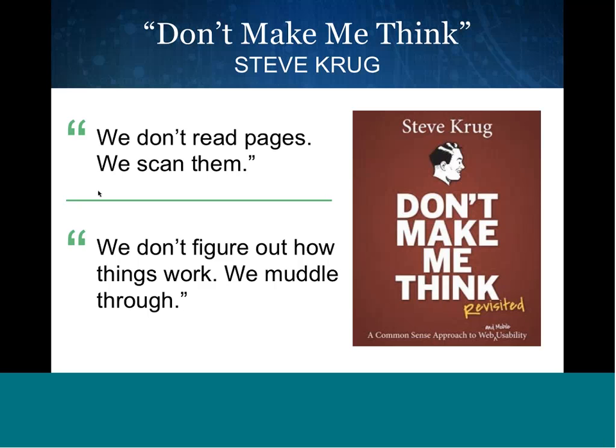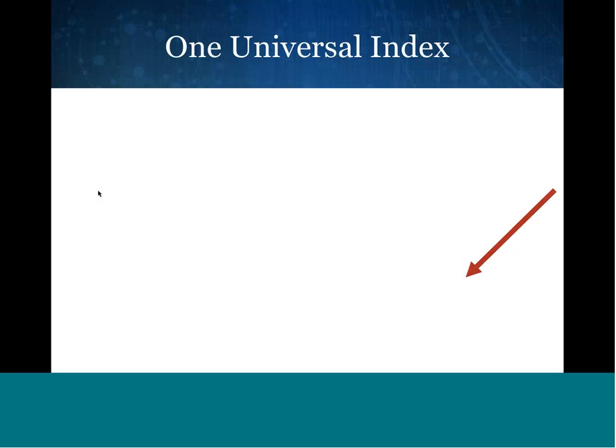And along those lines, we're also really not figuring out how things work. We're muddling through. And this is universal for students, faculty, adults. We're not reading user manuals anymore or long lists of instructions. We're actually just seeing if we can figure out how to use it. So that's the sort of experience we need to emulate on our library websites as well.